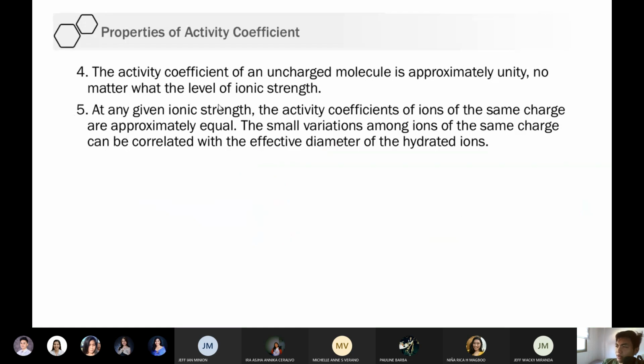At any given ionic strength, the activity coefficients of ions of the same charge are approximately equal. That tells us that for ions with similar charges, gamma is almost the same, although there are variations because of the size of the ionic atmosphere or the diameter of your hydrated ions.